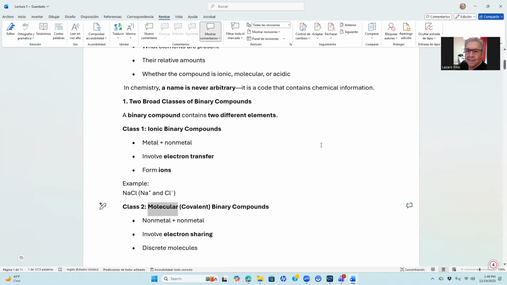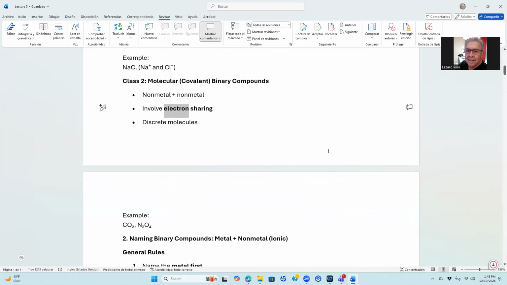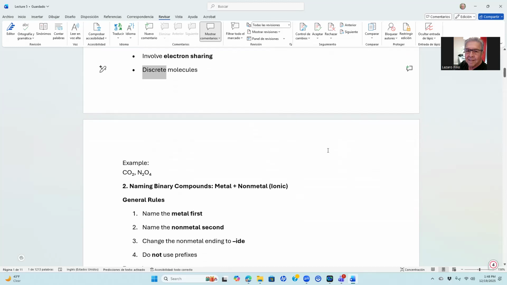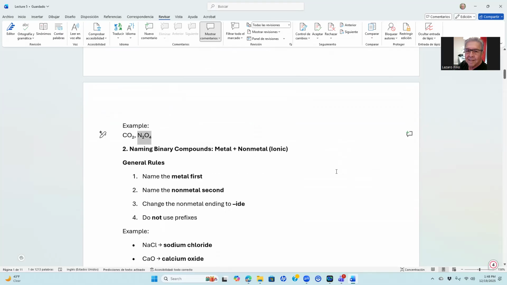Class 2, molecular, covalent, binary compounds: nonmetal plus nonmetal. They involve electron sharing and form discrete molecules. Examples, CO2, N2O4.